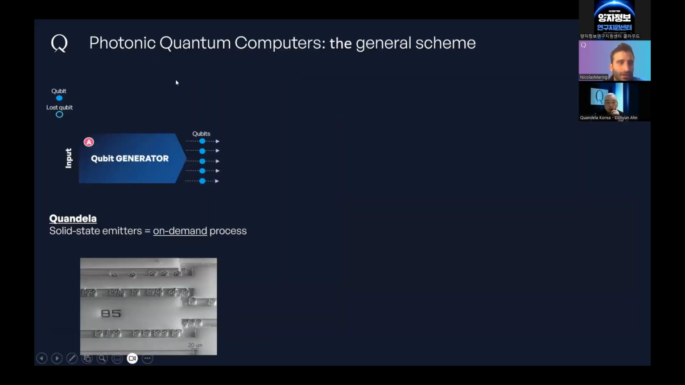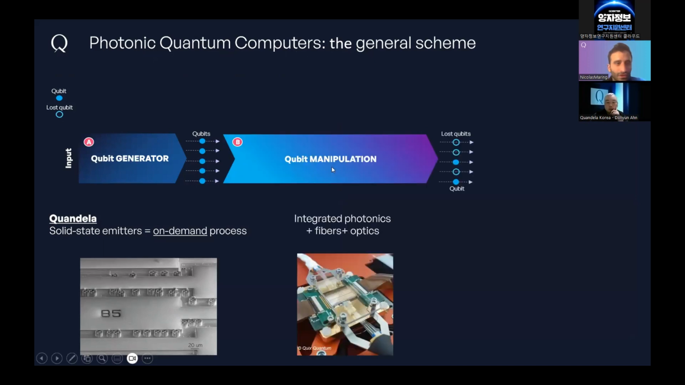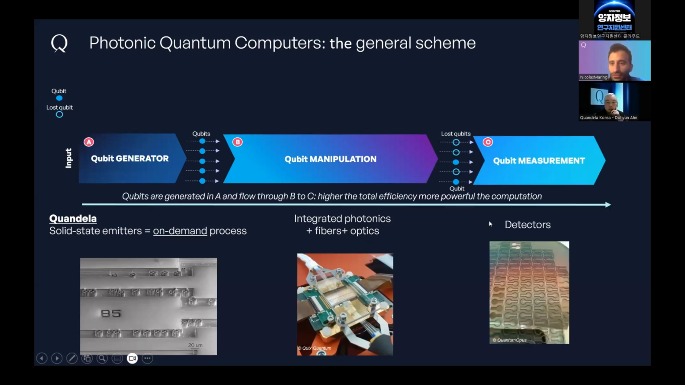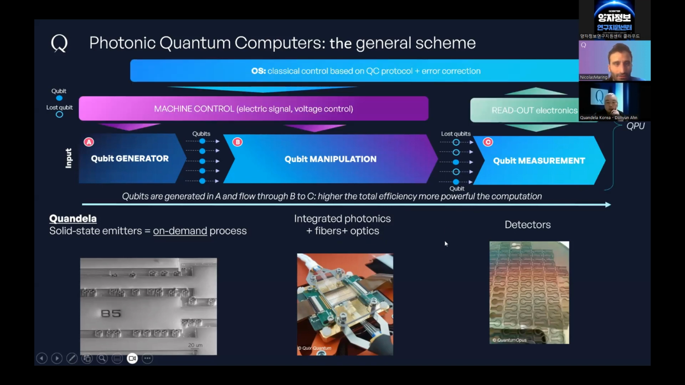So what is the main architecture of our platform? Mostly we need to generate these photonic qubits using single photon sources. Then we need to manipulate an input state using an optical circuit. And finally, we need to do a measurement. So this is really the three parts around it. You have software, electronics, readouts, all these layers around, but the main three hardware modules are photonic generation, manipulation, and measurement.